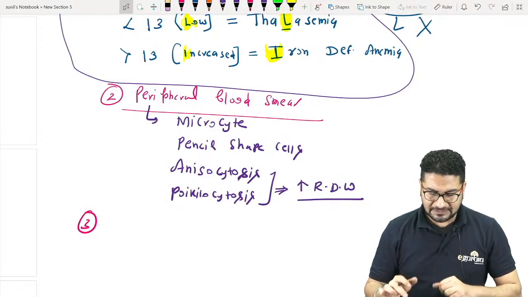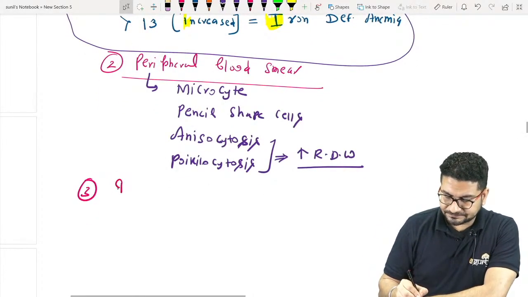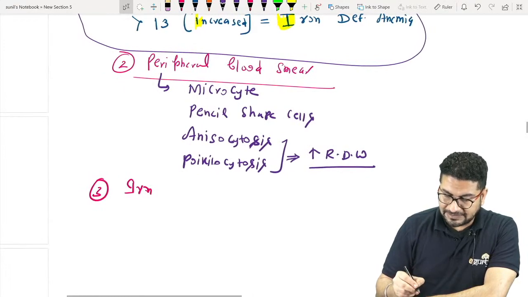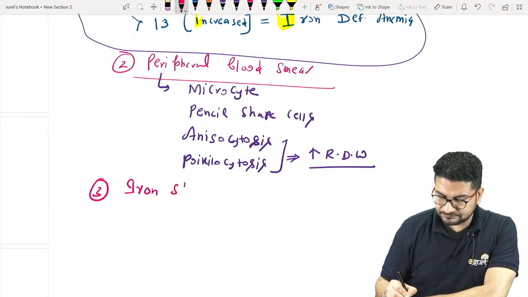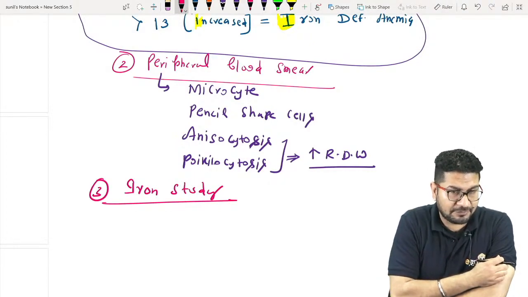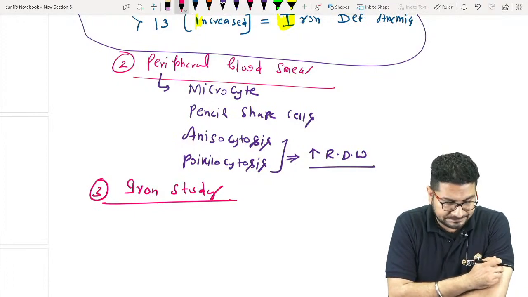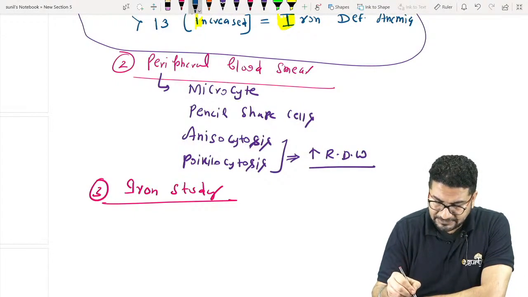So understand this. The third thing, you will go for iron study, because it is expensive. It will cost near about 2000 rupees to the patient. Peripheral blood smear is free of cost in government hospital, and even in private hospital it's cheaper. So in iron study you will see some values.